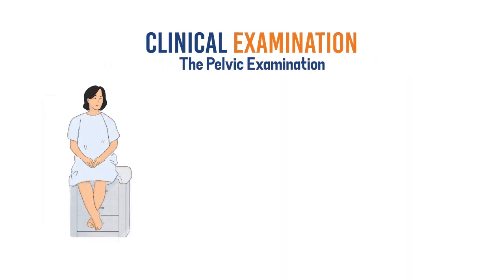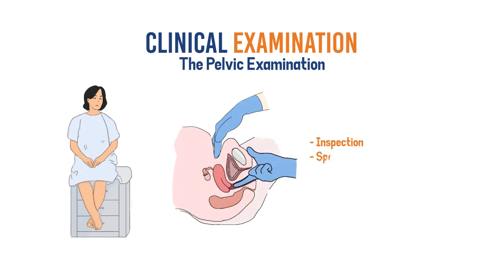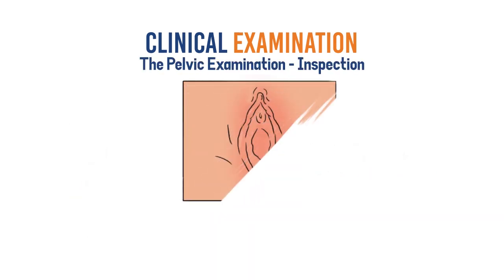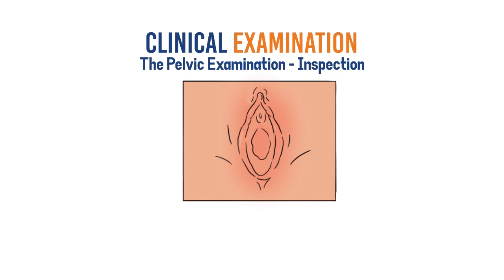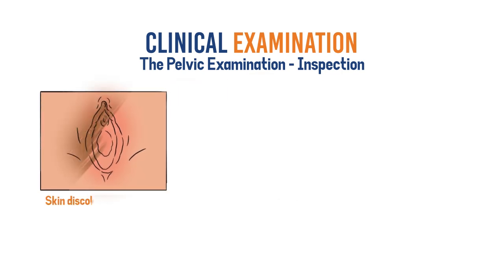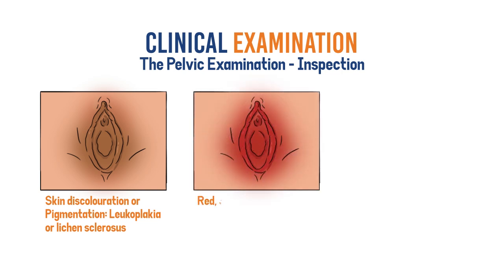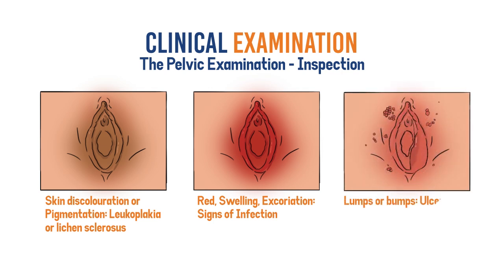The components of a pelvic examination are inspection, speculum examination, and digital vaginal examination. Inspection of the external female genitalia is important prior to proceeding to speculum and vaginal examination. If skin discoloration or pigmentation is noted, the conditions could be leukoplakia or lichen sclerosus. Redness, swelling, or excoriation are signs of infection, and the presence of lumps or bumps could be caused by ulceration, warts, or vulval abscess.